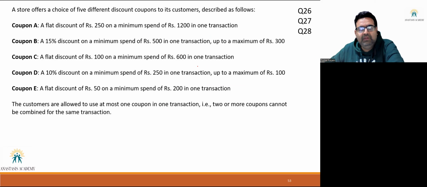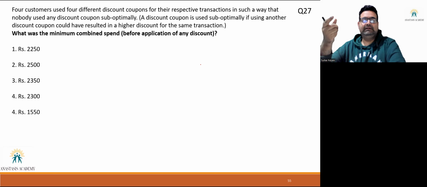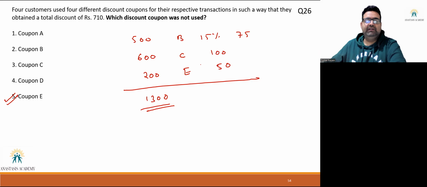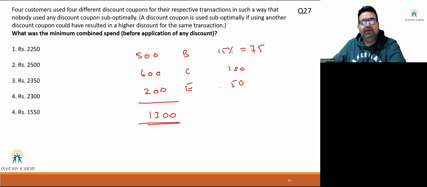Now here there are two thoughts. So this is the only question which I personally feel could be challenged. Let me just draw this table again, which I drew in the previous question. 500, 600, 200, coupon B applied, C applied, E applied, 15%, 75, flat 100, flat 50. So till now I have spent 1300 and got these discounts. Now I have to minimize. All the options are more than 1300, so we need to figure out what was the spend of the fourth customer.